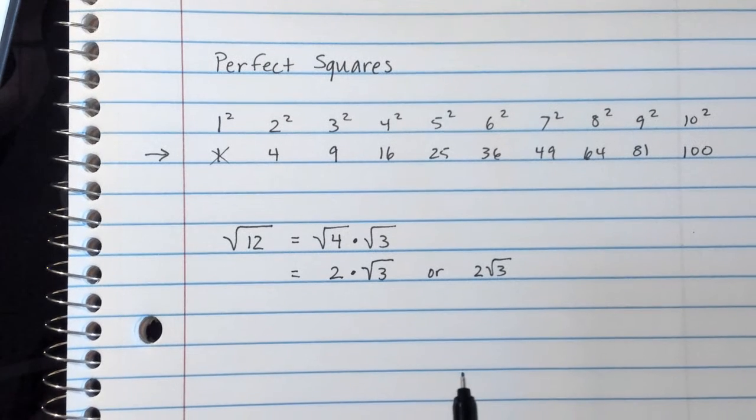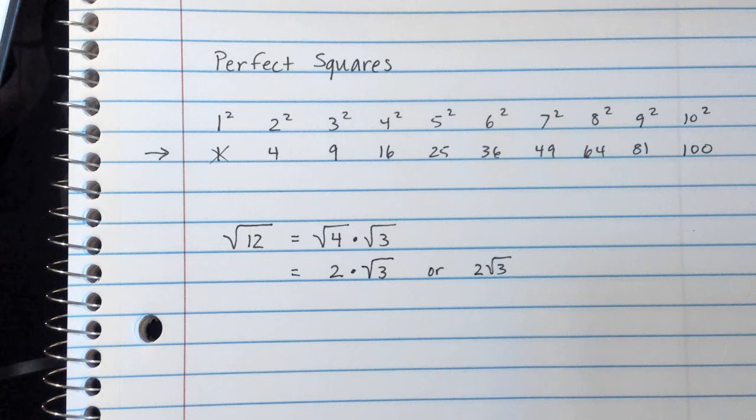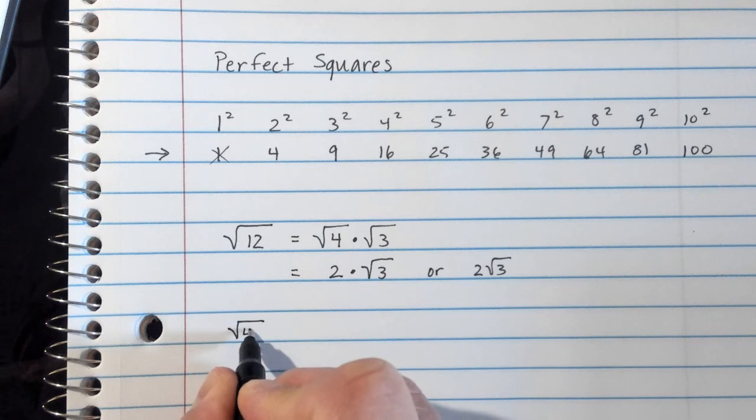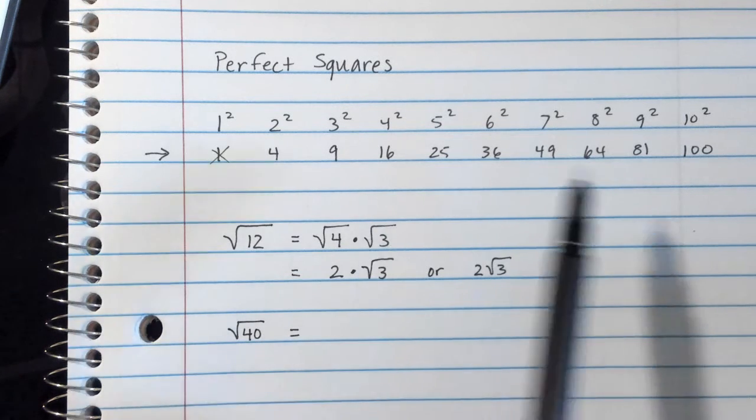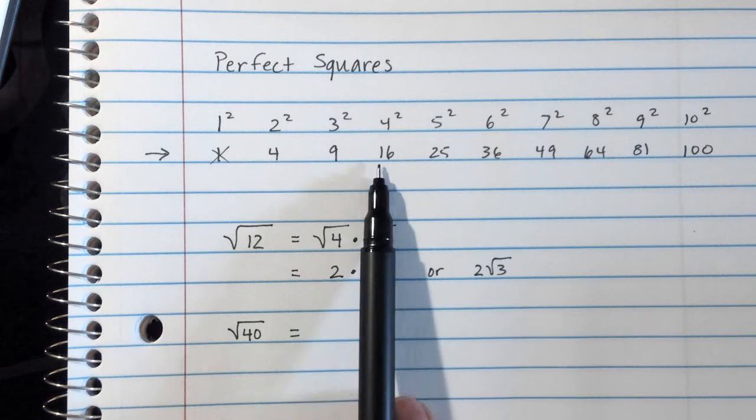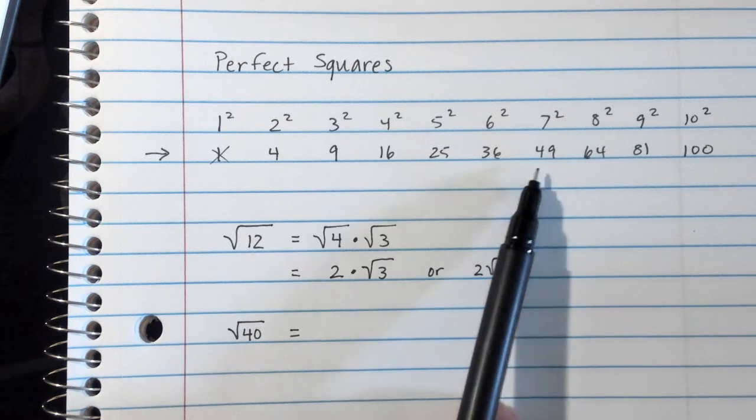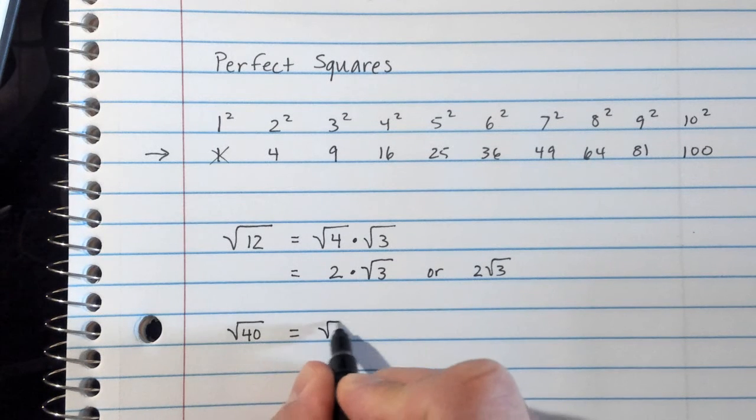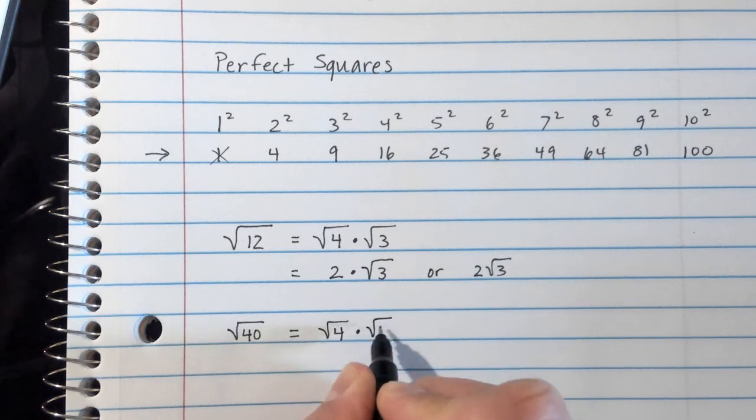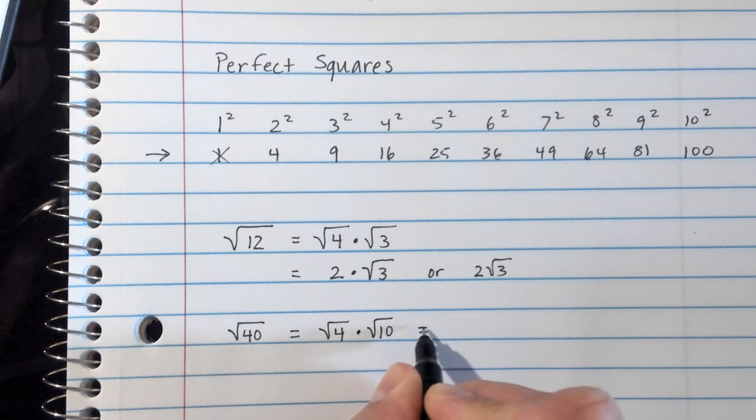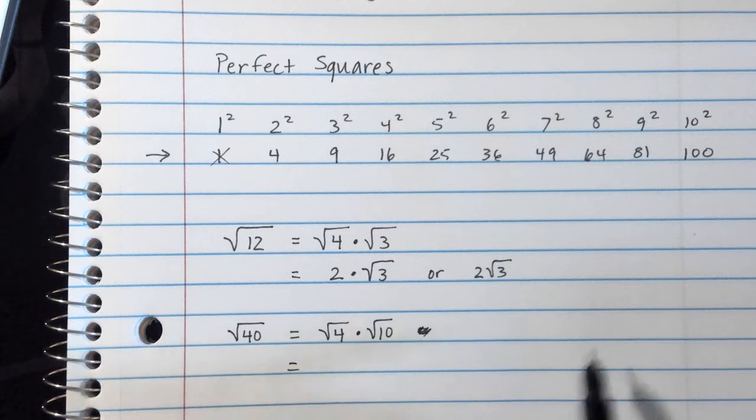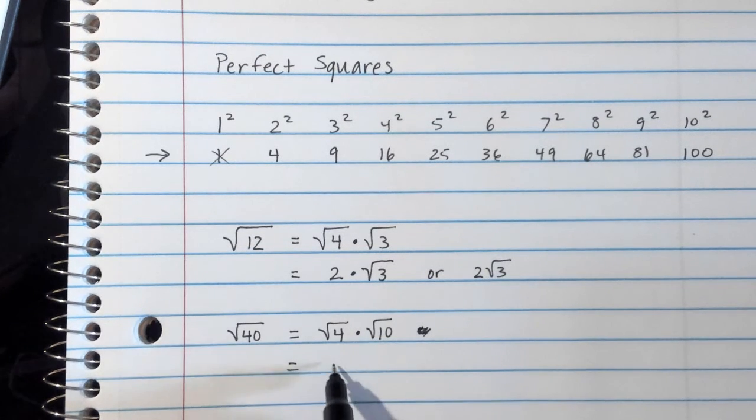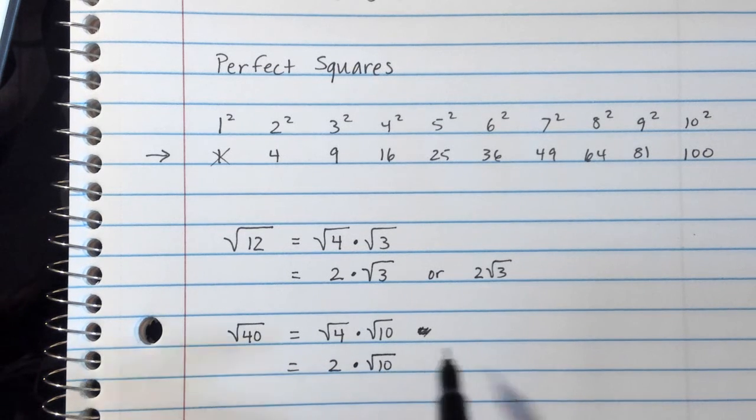Okay, another example. Radical 40. What's the biggest perfect square? Does 4 go into it? Yes. Does 9? No. 16? No. 25? No. 36? No. Obviously 49 doesn't go into 40. So square root of 4 times square root of 10. I'm going to go down instead of across, but you can go across if you want to save room. Square root of 4 is 2. Square root of 10 is 3 point something. We don't know, so we're going to leave it as a radical expression. Voila.